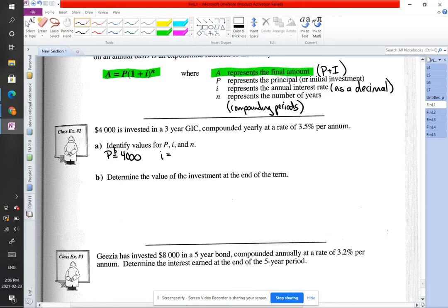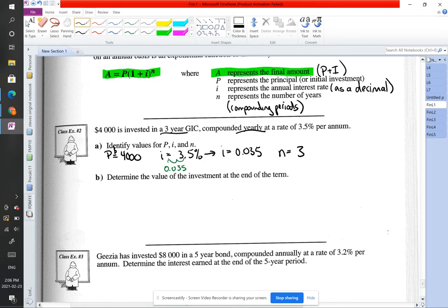I is our interest rate, which is 3.5%, but we want it as a decimal. So 3.5%, if we want to switch that to a decimal, we're going to move the decimal place 2 times to the left, and we have 0.035. And the N is the number of compounding periods. So we're compounded yearly for 3 years. So our N is 3.